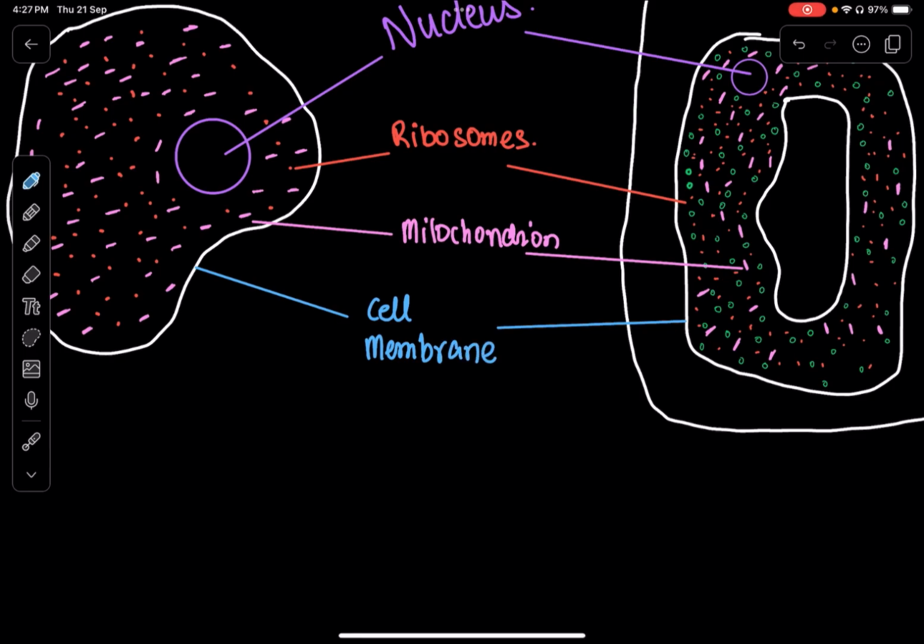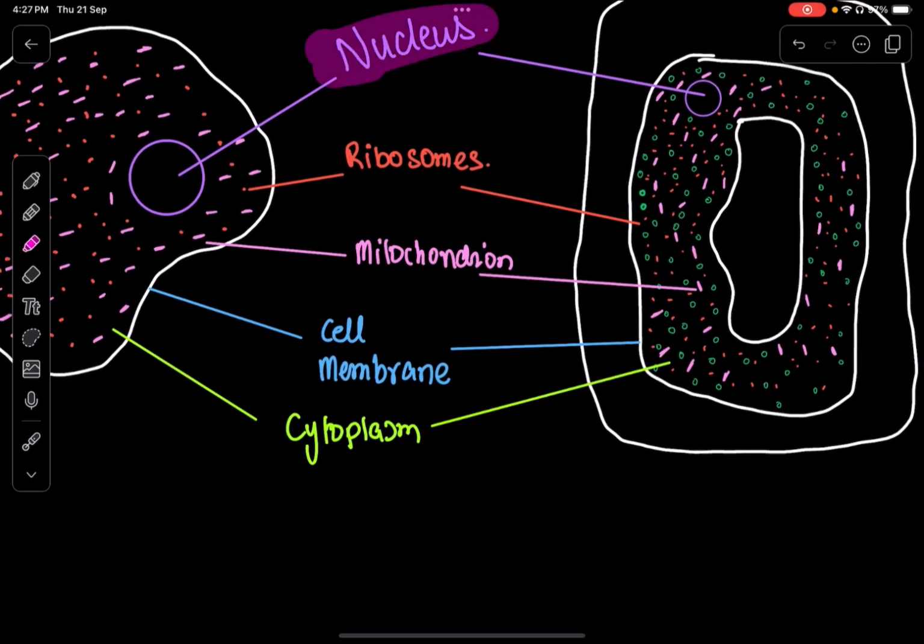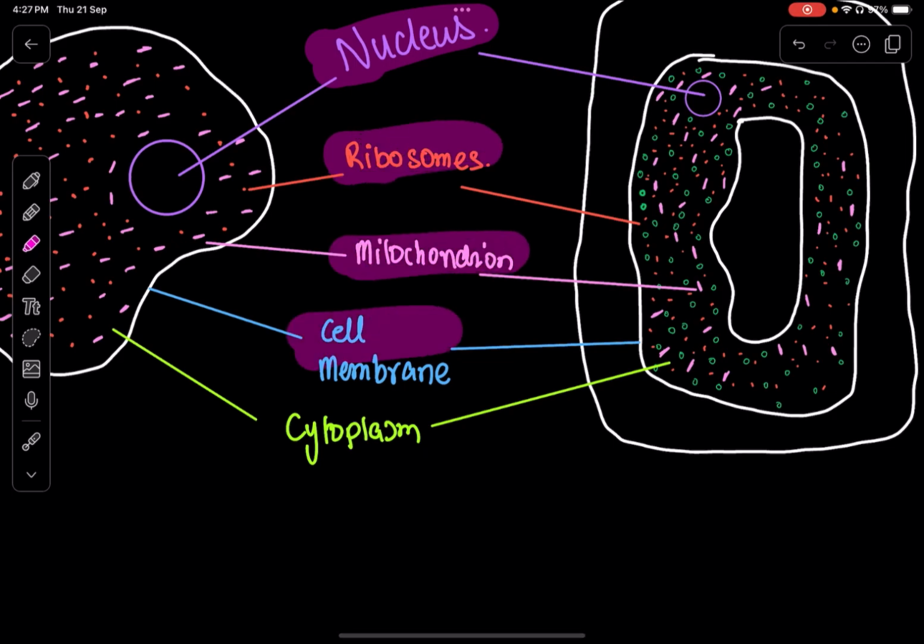Okay, and then holding all these things, the nucleus, the ribosomes, the mitochondria, all of that together is the cytoplasm. Okay, this is called cytoplasm. We will discuss this in much more detail further on, so just hold on. So these five things that you see right here, the nucleus, ribosomes, mitochondria, cell membrane, and cytoplasm, are the five things present in both animal cell and a plant cell.